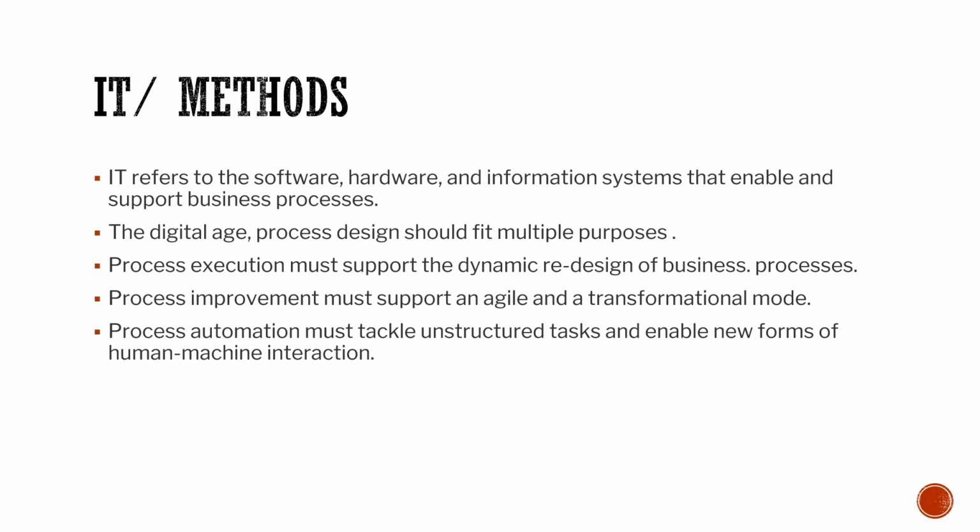Process improvement must support an agile and a transformational mode. The agile mode, for example, must enable the natural and rapid redesign of business processes as well as the fast data-driven assessment of these processes based on performance data and customer feedback. Process automation, on the other hand, must tackle unstructured tasks and enable new forms of human-machine interaction by leveraging opportunities of digital technologies such as cognitive automation, social robotics, and smart devices.